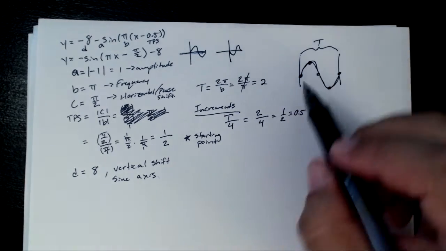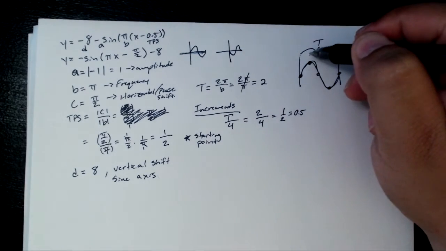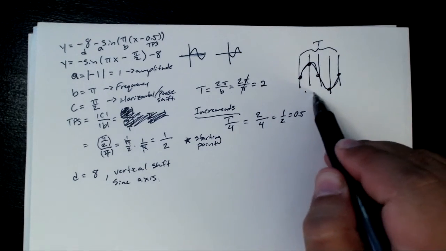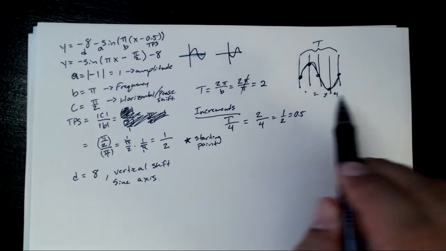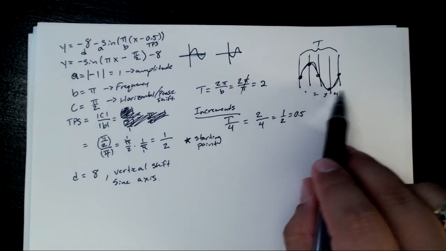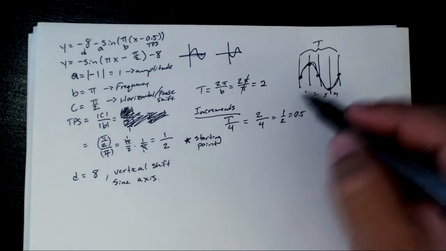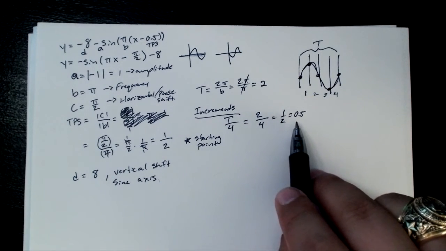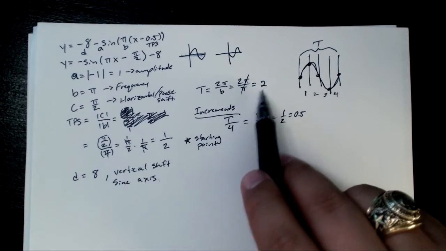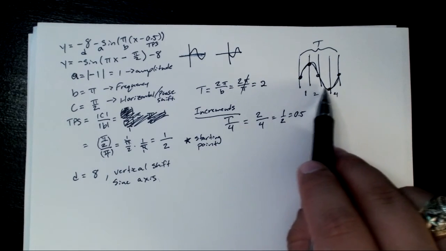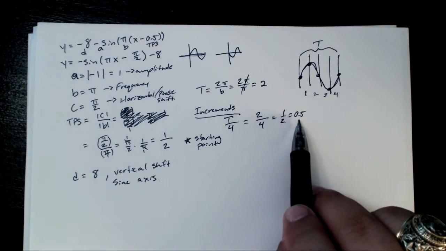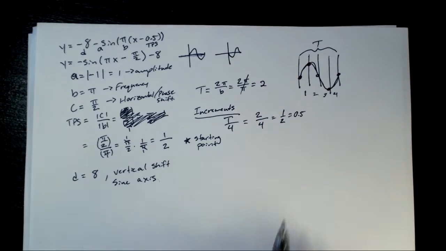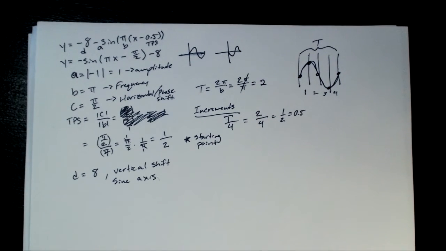Okay, but we said that if we just divide by 4, we'll get 4 equal increments, right? So you have 1, 2, 3, 4 equal increments between each of those nice points that we want to graph, okay? And so that's why we're dividing the period by 4. So in this case, because our period was a length of 2, that means that each one of these will be a length of 1/2.